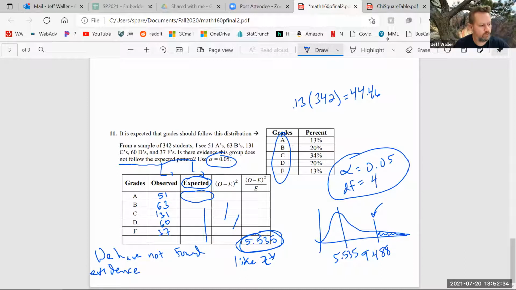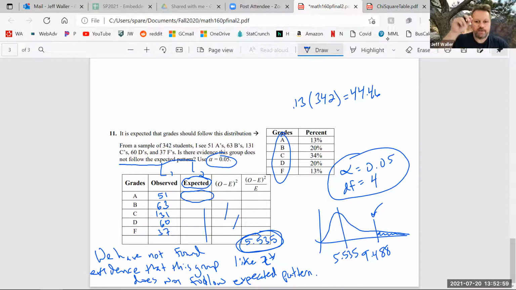That this group does not follow the expected pattern. In this case, we have not found evidence that these grades aren't normally distributed.